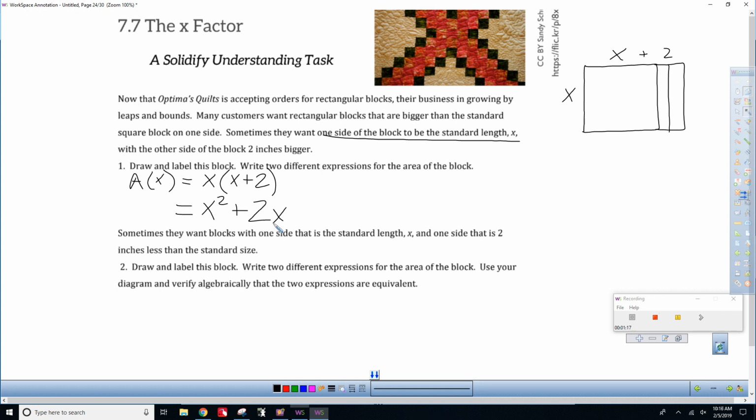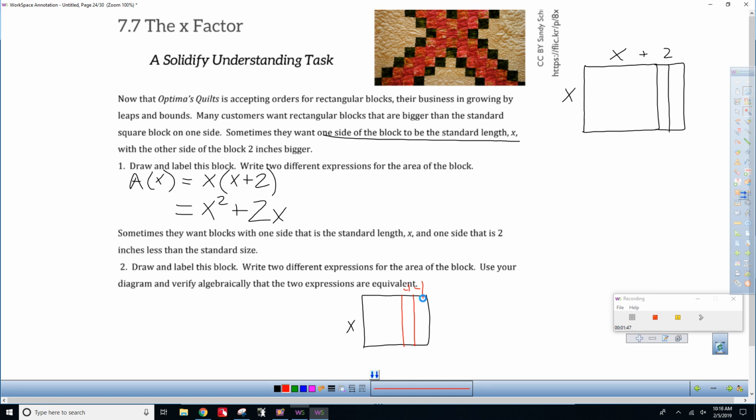Sometimes they want blocks with one side to be the standard X and one side that is 2 inches less than the standard size. This one I don't exactly understand how they want us to do it. I'm going to have to change colors. Well, this is what's silly about the blocks. In my mind, I would do this. Yeah, like a deletion. Okay?